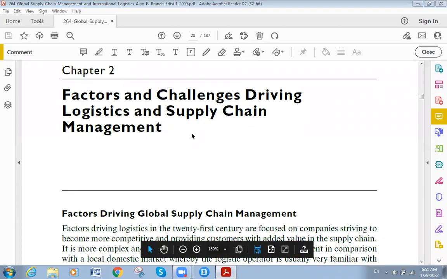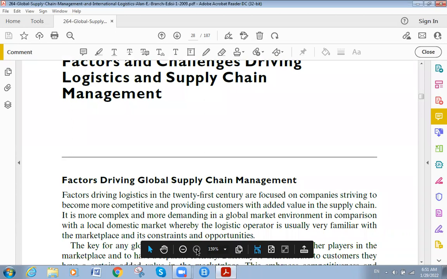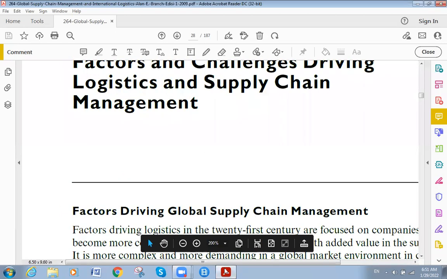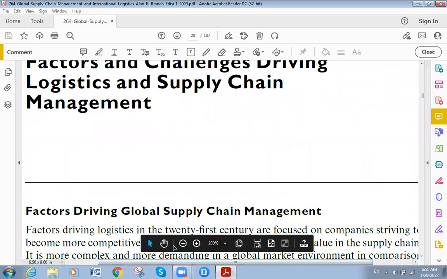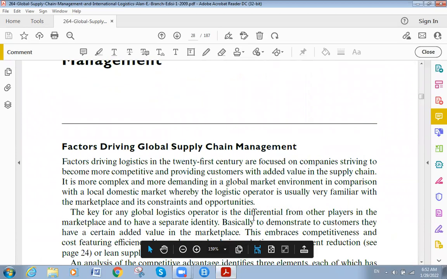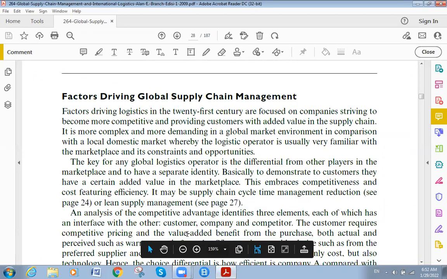The factors and challenges that are driving the supply chain. Factors and challenges that are driving forces for the supply chain.